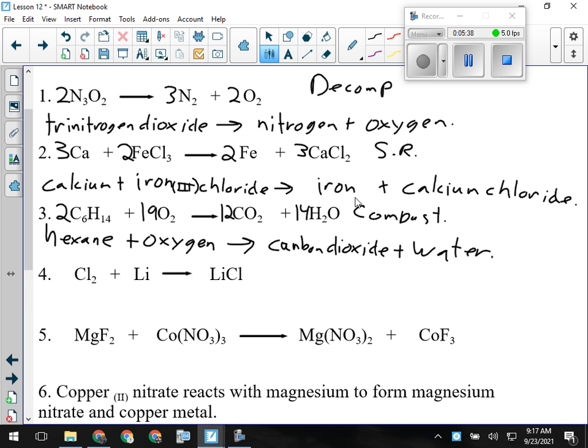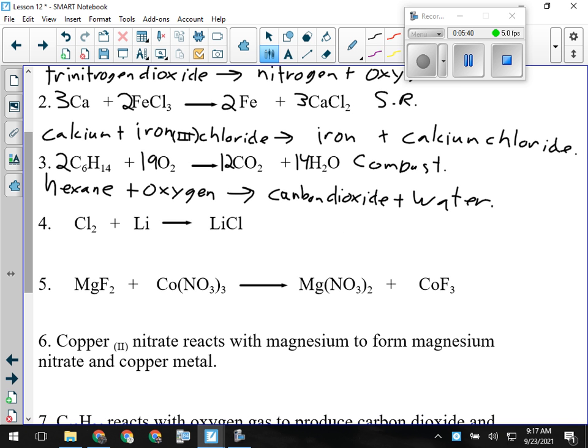Okay, let's have a look at 4. On number 4, I've got chlorine reacting with lithium. We'll just write it out in words while we do this. Chlorine plus lithium gives me an ionic compound, lithium chloride. Okay, what kind of reaction is that? Synthesis reaction.